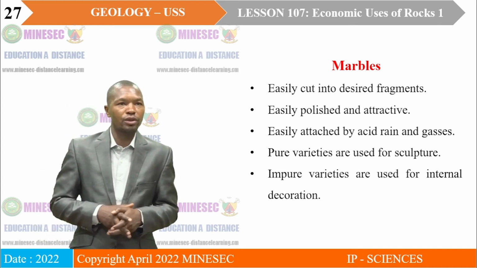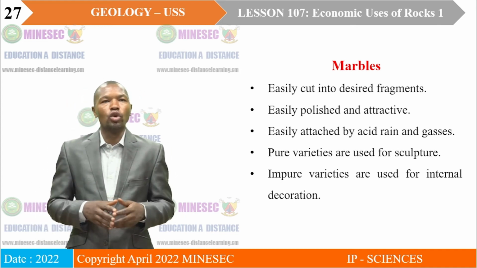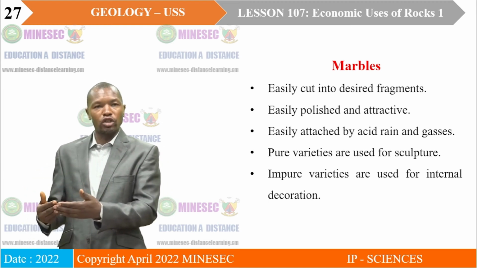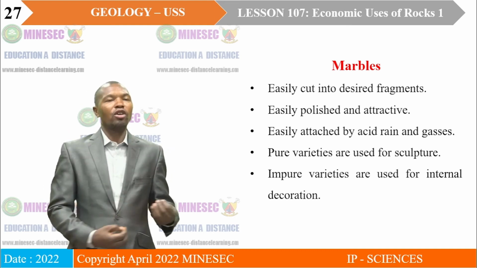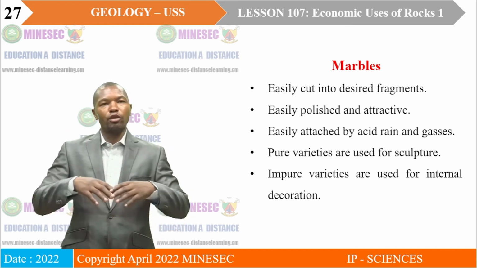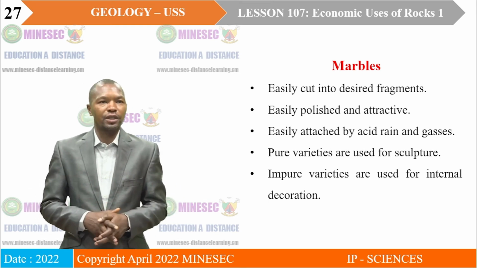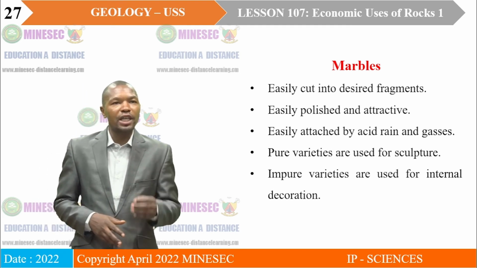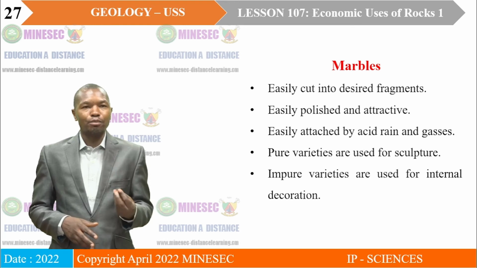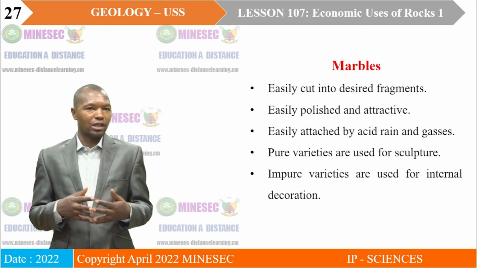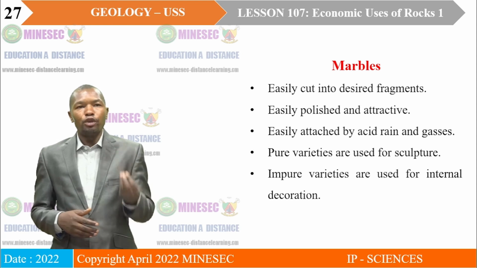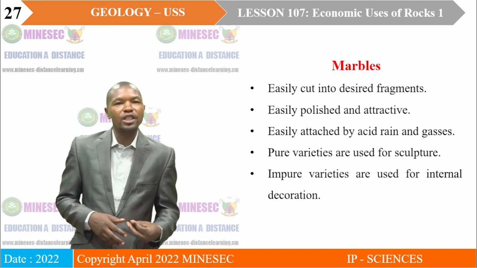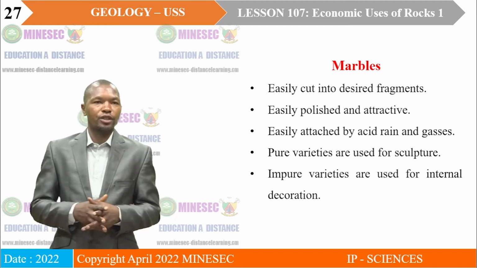We have marbles. Marbles are easily cut into desired fragments. Remember that at one moment we are looking at foundation stone that can bear load. At the other side, we are looking at foundation stone that can be shaped into different sizes. It is easily polished and attractive. Then marble is easily attacked by acid rain as well as gases. And the pure varieties are used for sculpture. Then the impure varieties are used for internal decoration.